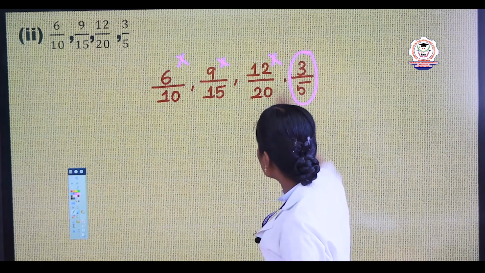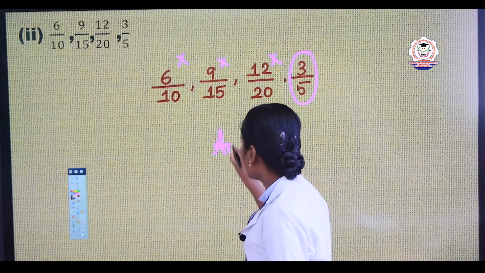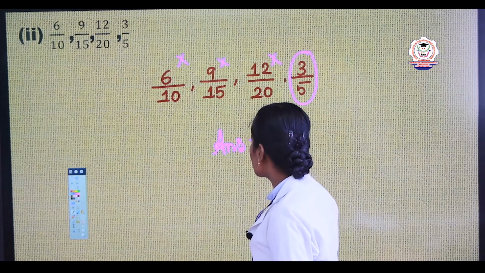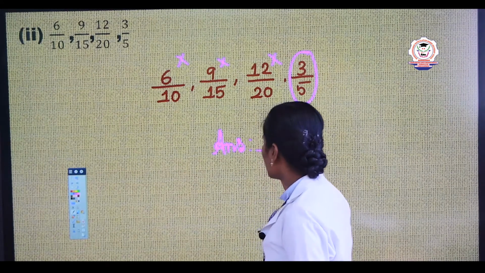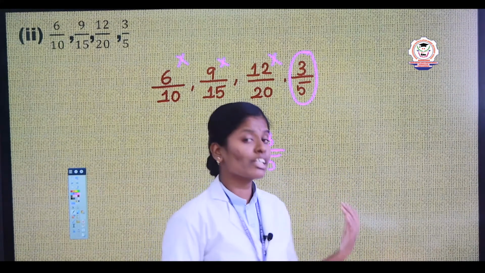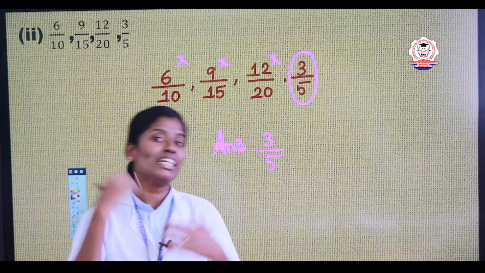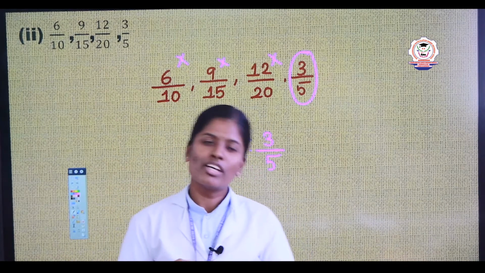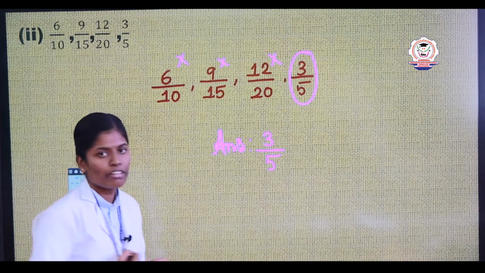Here our answer is 3 by 5. What will be the answer? The answer is 3 by 5. So if you find the factors of 3, that is 1 and 3. Then factors of 5 are 1 and 5. Here the common factor is 1. So the answer is 3 by 5.